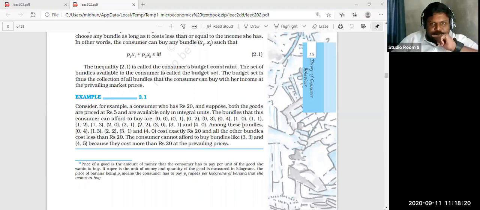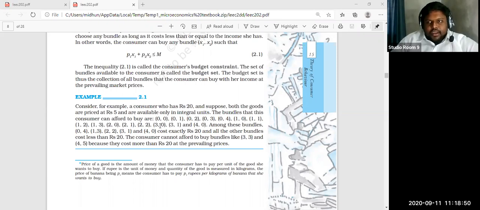0,4 means nothing is balance, right? 1,0, 15 balance. 1,1, 10 balance. 1,2, 5 balance. 1,3, no balance. 2,0, 10 balance. 2,1, 5 balance. I mean, 5 rupees balance, right? Are you able to understand the idea? Yes or no? Okay, here combination 3,0. So 3 into 5 is 15, balance 5.